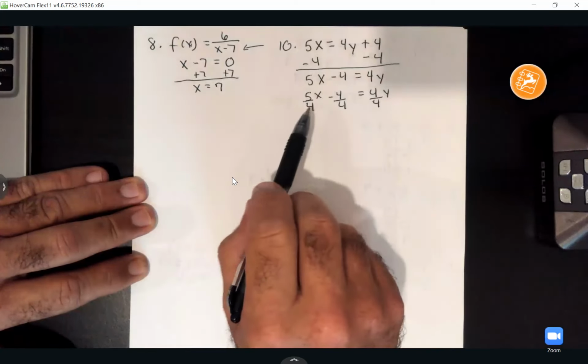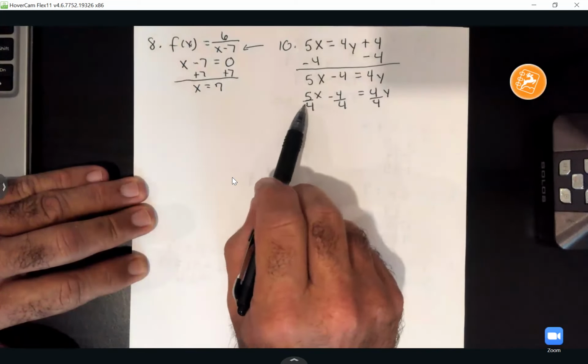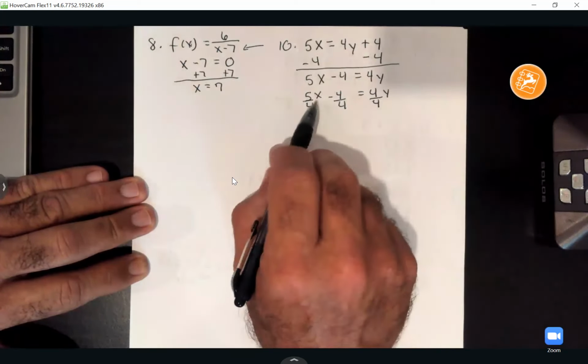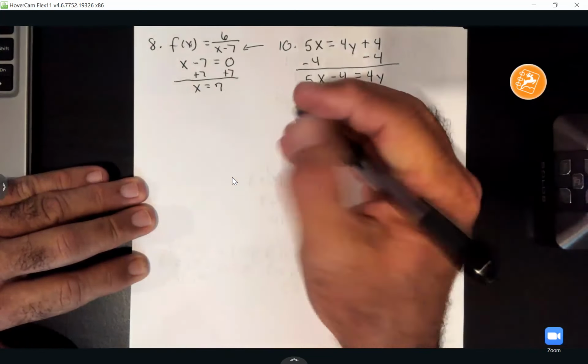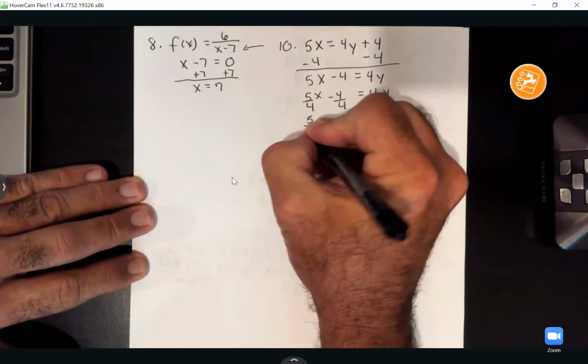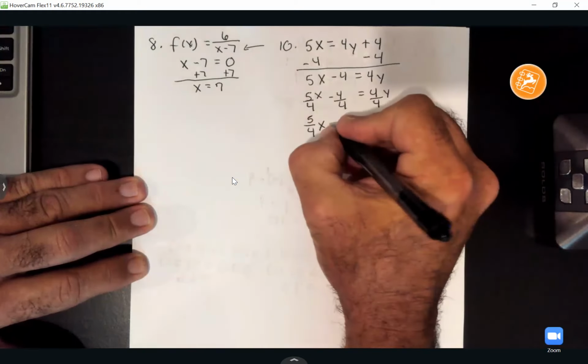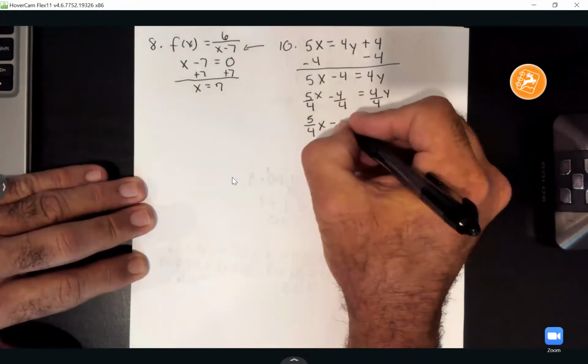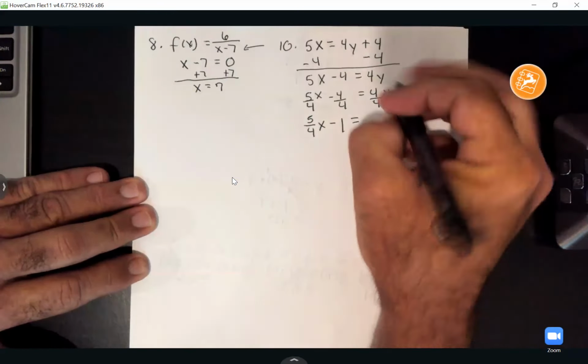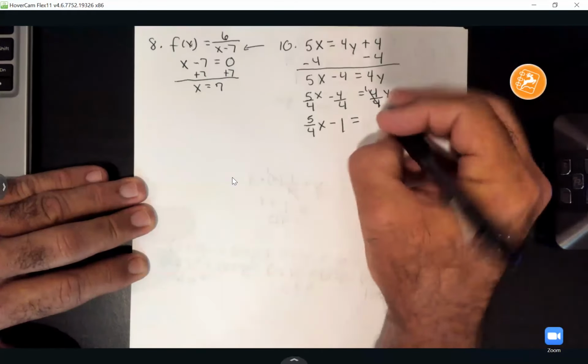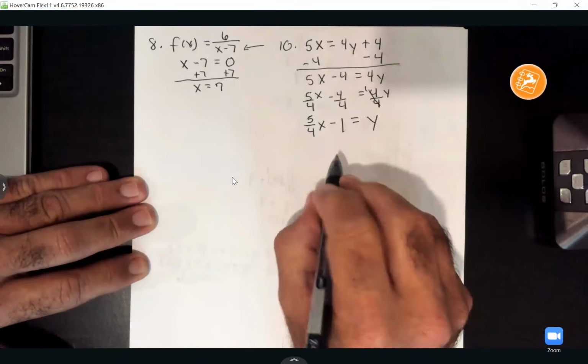So notice, multiplying and dividing happens to everybody. So y'all, we got a 5/4 x. I can't do nothing with that. So I'm going to leave that at 5/4 x minus 4 divided by 4 is 1. Over here, these 4's cancel, giving me a 1y.